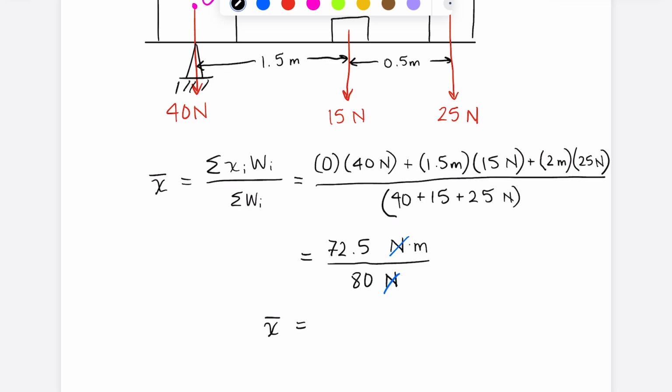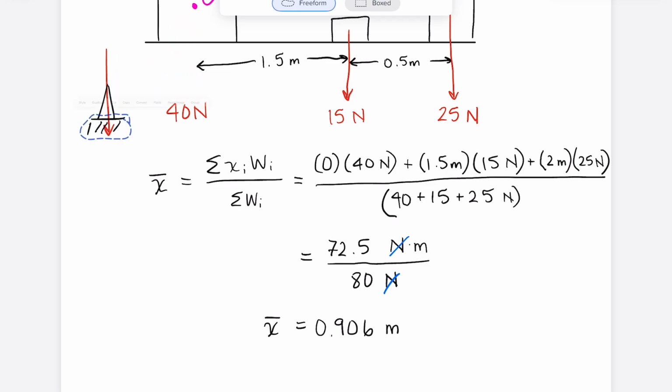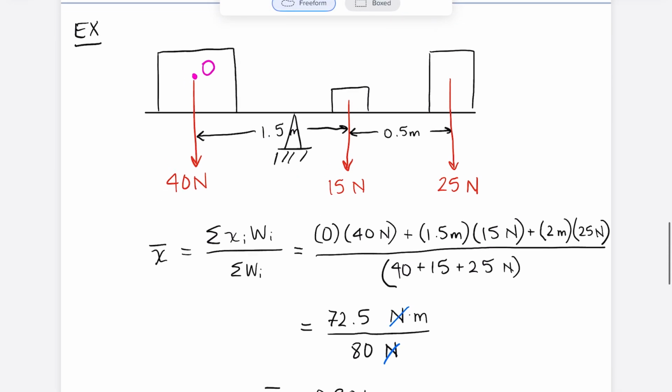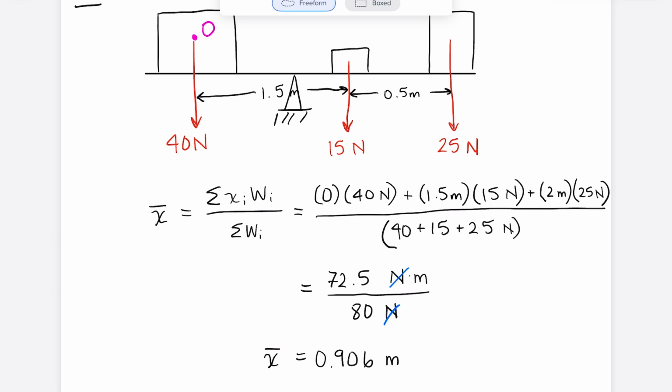So x bar is acting at a distance of 72.5 divided by 80, 0.906 meters. Okay, so that is the location that we want to place our pin support. This is the location that we want to place our pin support for our seesaw so that everything is perfectly balanced. So that would be about there.